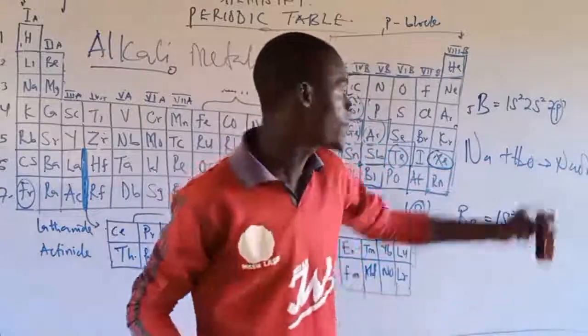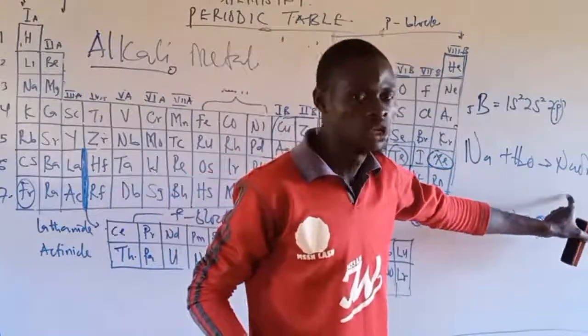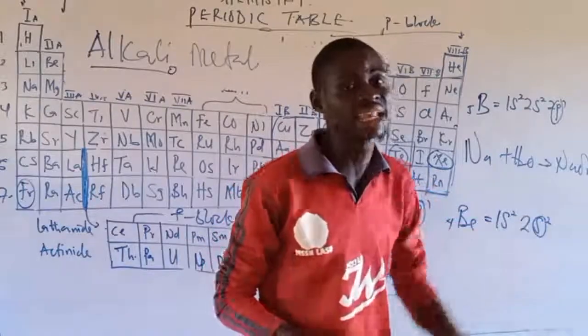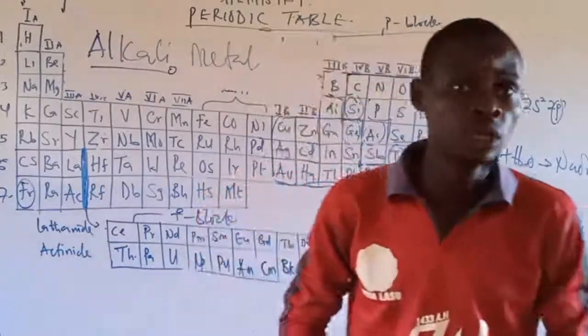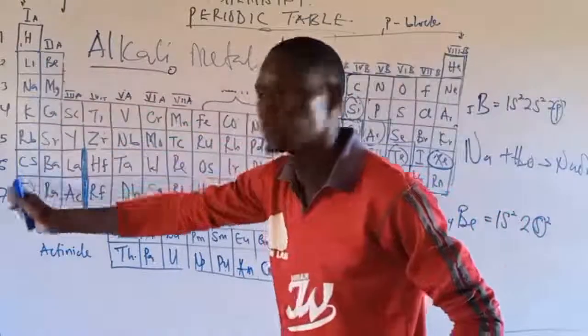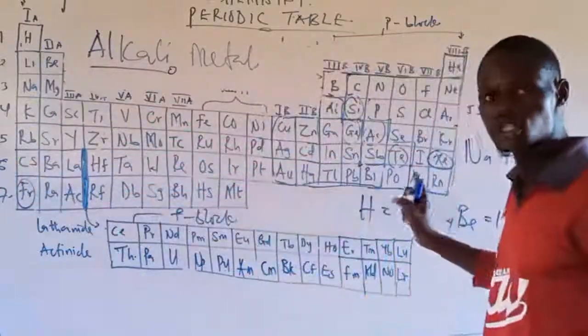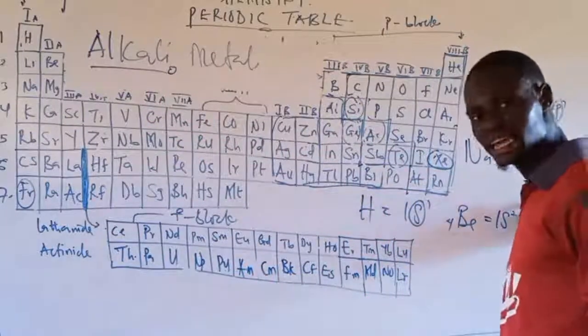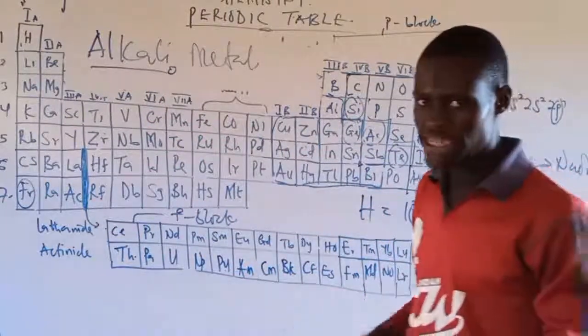Please note, this is a base. A base that is soluble is called an alkali. Now, all the elements in this group form their own alkali. That's why they are known as alkali metals.